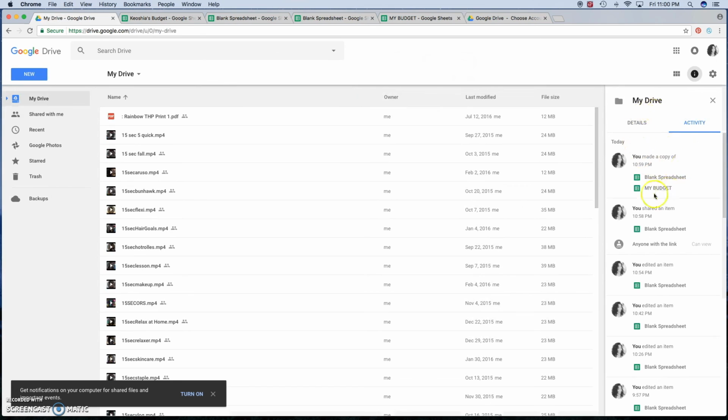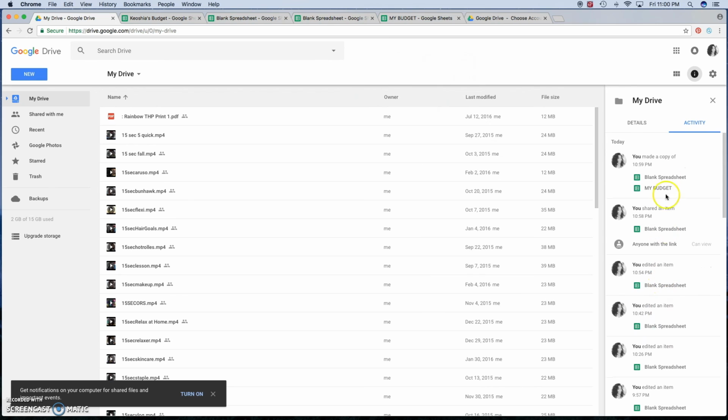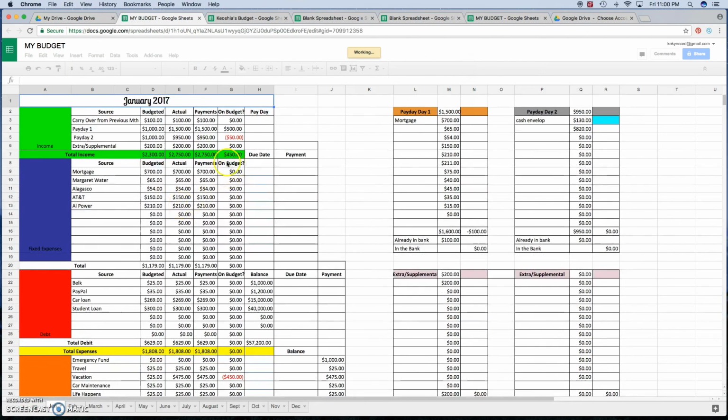And if you look over here to the right, it is going to tell me everything I did today. So these are all the blank ones I've been working on all day. And then these are my actual spreadsheets. I haven't worked on it since yesterday. So when you see this, it's going to say blank one, which is the one that I gave you. And then my budget. You're going to click on my budget or whatever you named it, and then it will bring up your sheet. And you don't have to save this. It automatically saves. There's nothing else you have to do.